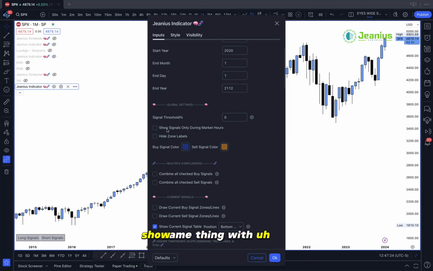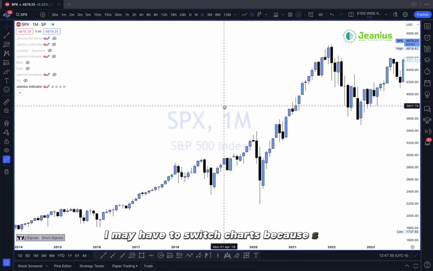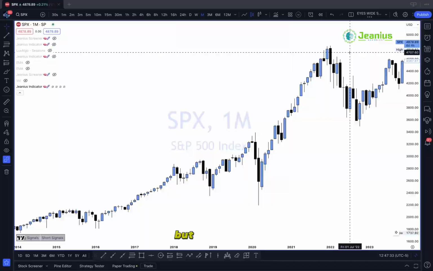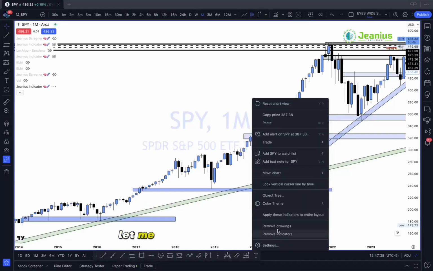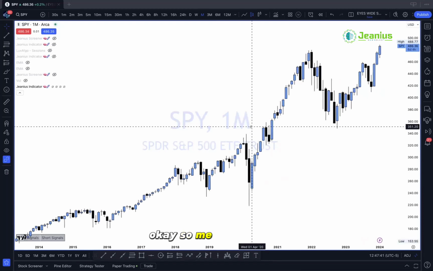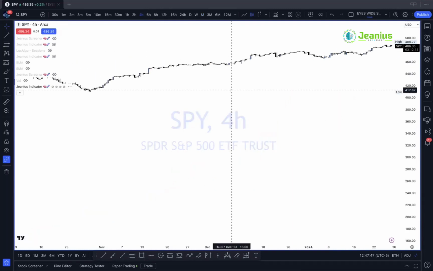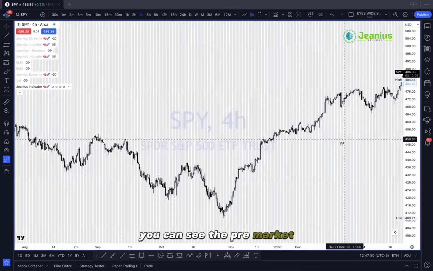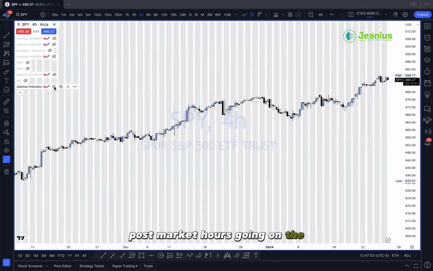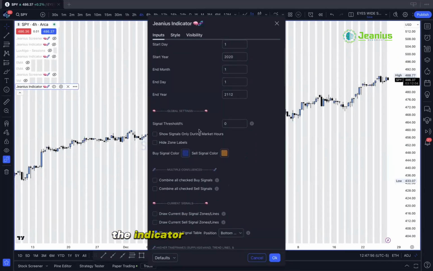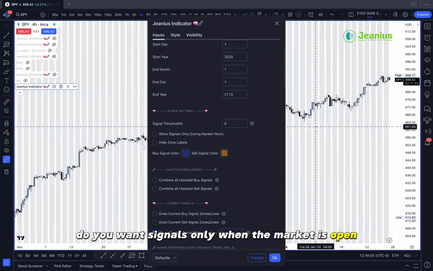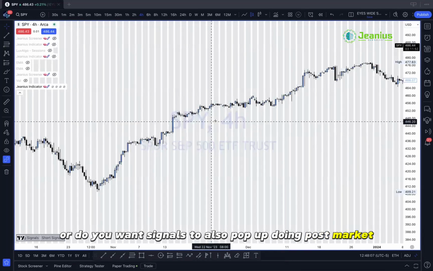Same thing with show signals only during market hours. Mind you, I may have to switch charts because SPX doesn't have market hours, but if I hit SPY, let me erase all this off the charts. Okay, so SPY has after market hours. If I go to the 4-hour chart, you can see the pre-market and post-market hours going on. The part of the indicator asking whether you want to show signals only during market hours is saying: do you want signals only when the market is open, or do you want signals to also pop up during post-market and pre-market hours?